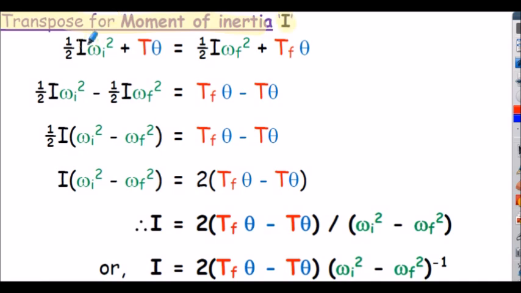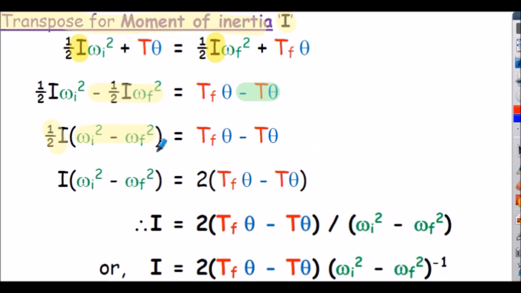And again, as with the theta terms, note that the variable I occurs on both sides of the formula. So on the next line, first step is to subtract the half I omega F squared term from both sides and subtract the T theta from both sides. Next line I factorise now on the half I, leaving the omega squared terms inside the bracket.